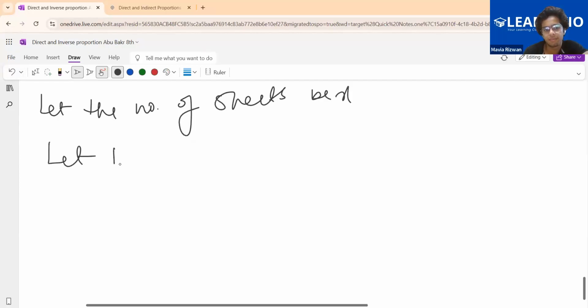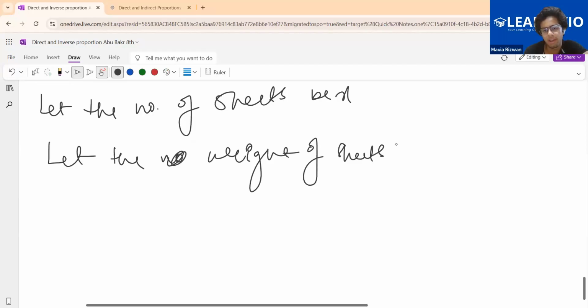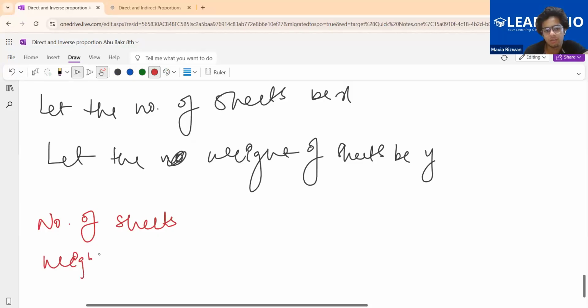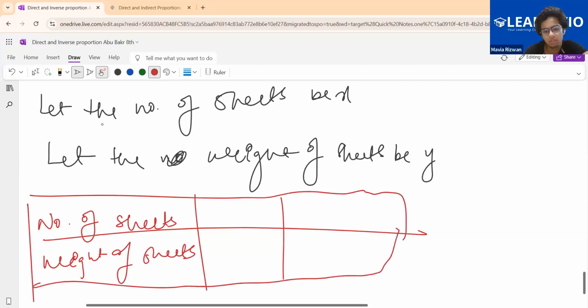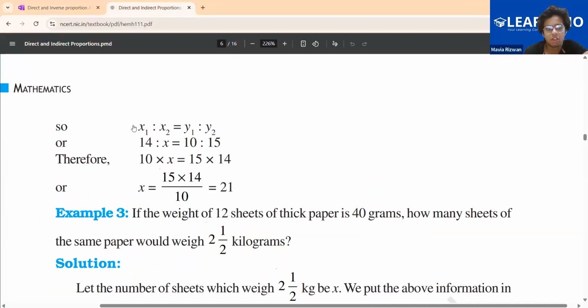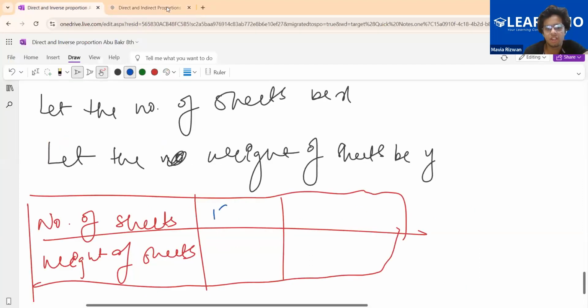Let the weight of sheets be y. Now make the table: number of sheets, weight of sheets. When the number of sheets is 12, the weight of sheets is say 40 grams. Okay, now they are asking.